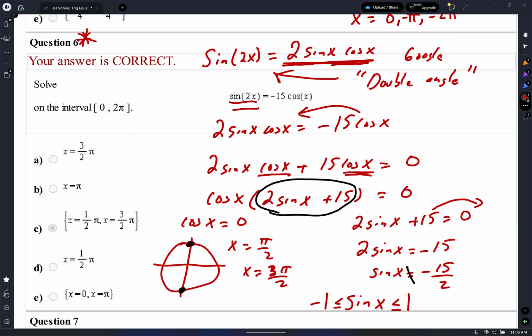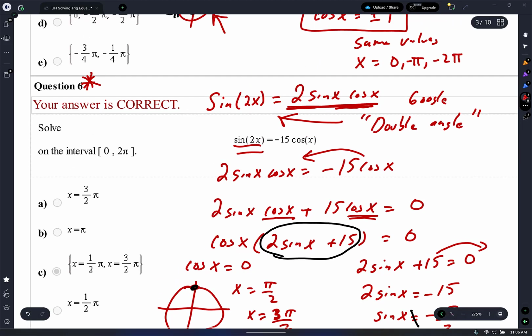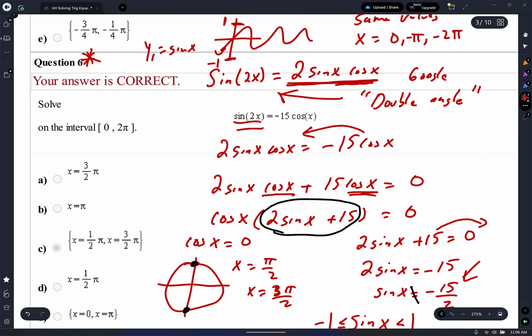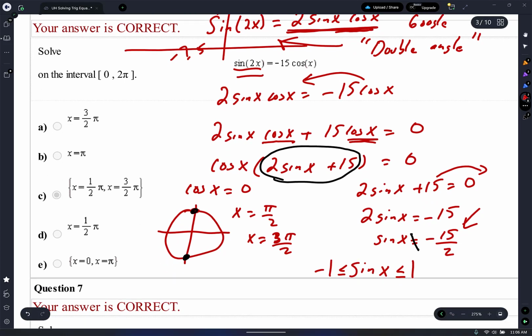Does that make sense? In case it doesn't, if you were to graph y1 equals sine x, it would look like this. It'll be a wave. The highest it ever is 1. The lowest it ever is negative 1. This number is negative 7.5, you'd be way down here. See, they don't touch. They never intersect. Okay, so there it is. These are my only answers.